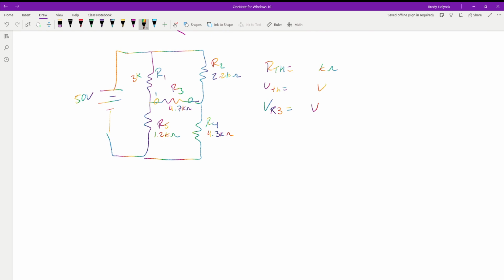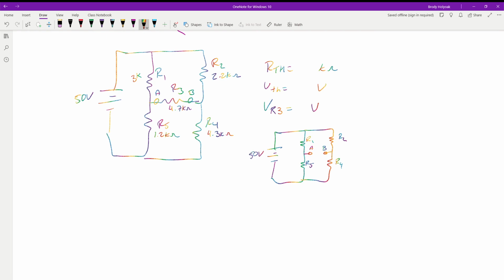All right. So A and B. We're going to take out R3 and solve for the voltage across it. So step one is remove the load. What we end up with is a circuit that looks like this. We've got R1, R5, R2, R4. So R1, R2, R4, and R5. And then we have points A and B.